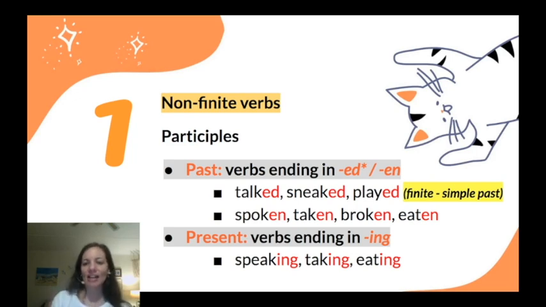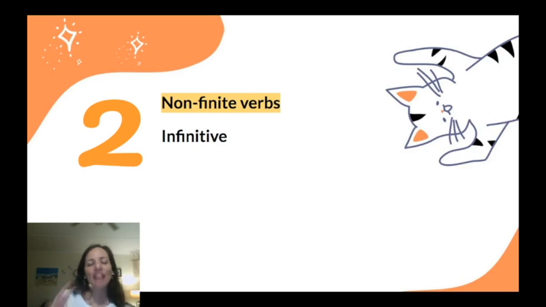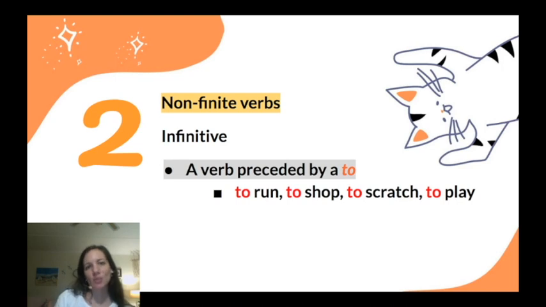So what does that look like? Well, we're going to see after we do infinitives in an example. The other category that we're looking at is the infinitive. These can also appear in sentences. So I might say to run, to shop, to scratch, to play. I can make use of these in my sentence, but they won't be the main verb. So I will say, I love to run. Both love and to run are verbs, but love is my finite verb and to run will be my infinitive.